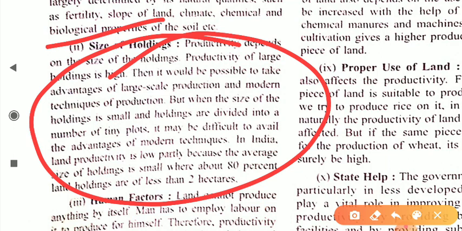Okay, now you can see the example of Punjab and Haryana. In the states of Punjab and Haryana, the farmers have agricultural land in many hectares, so the production by these states is too high as compared to other states.